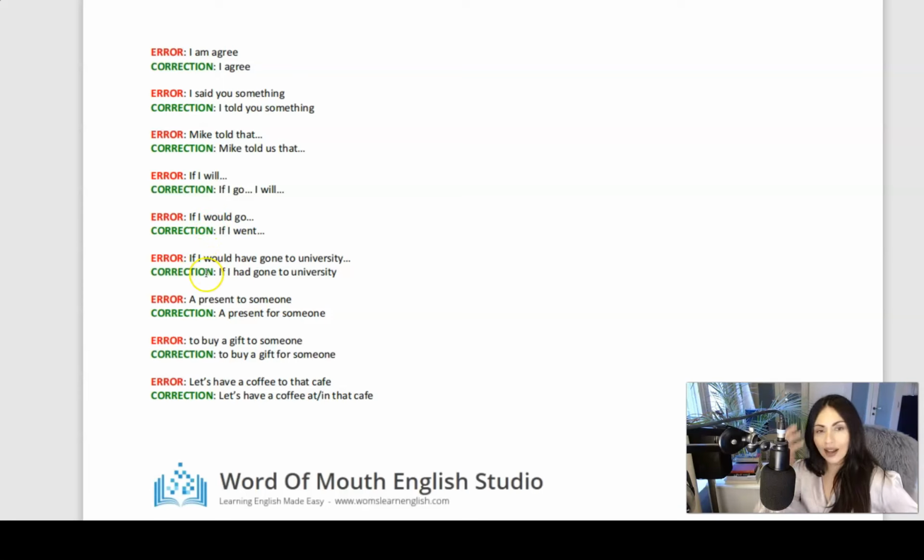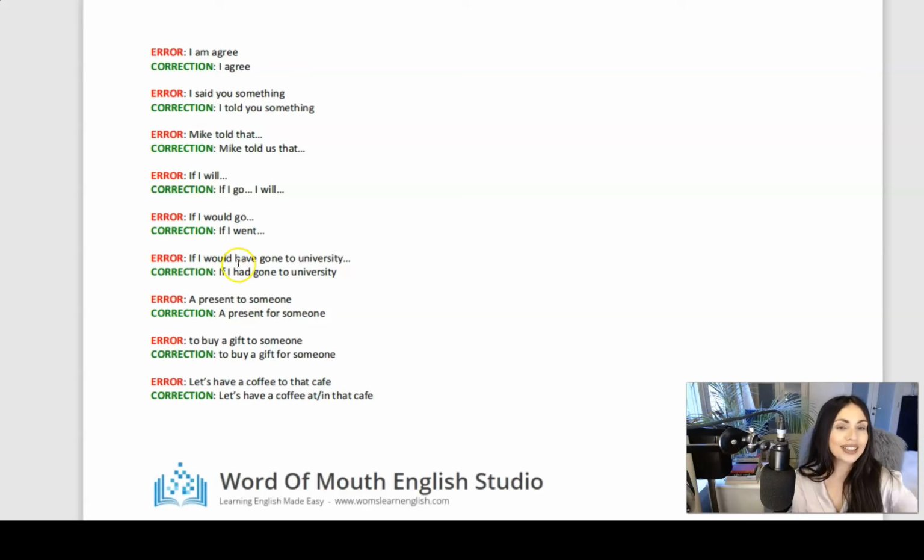Moving on now to another error, having to do with conditionals again, but this time we're going contrary to past reality rather than going contrary to present reality. And we're using would in the past tense, but look how we should use it and look how it's used incorrectly. If I would have gone to university, I would have learned something is not correct. Again, would should always go in the result clause. That means following the comma in this case.